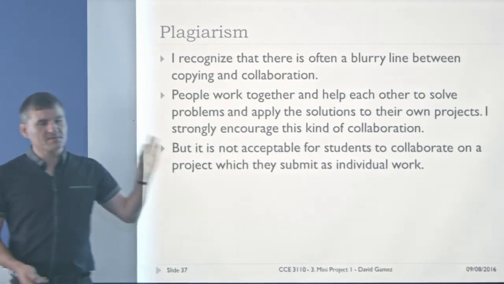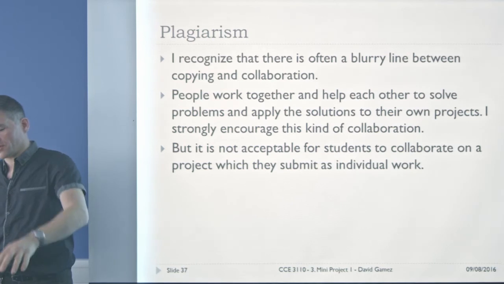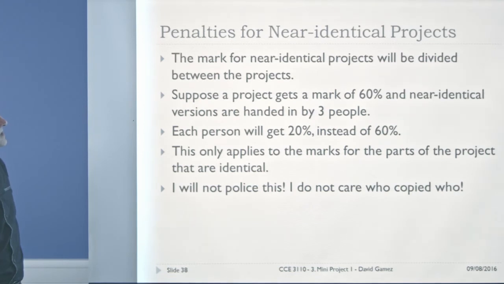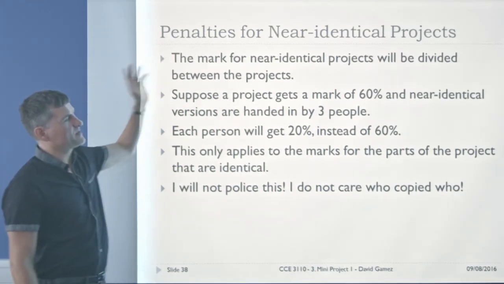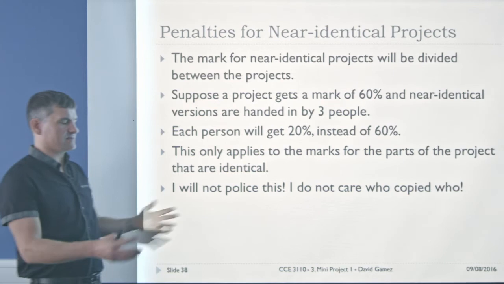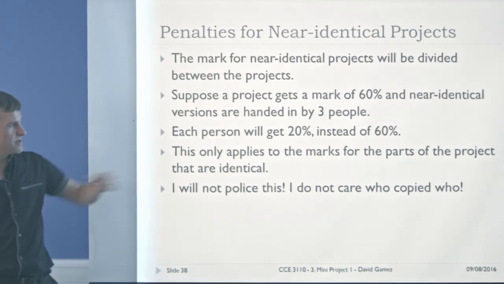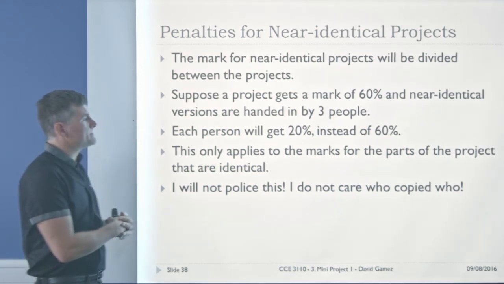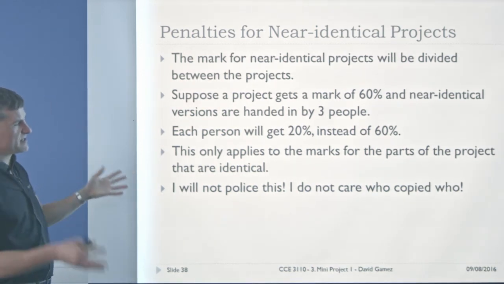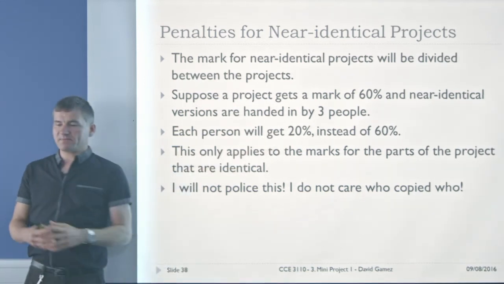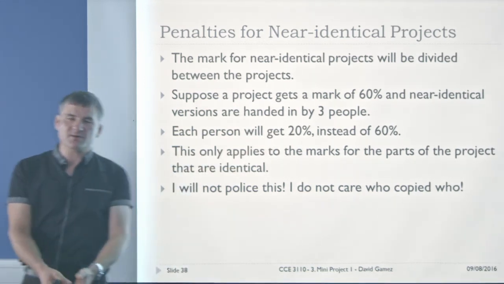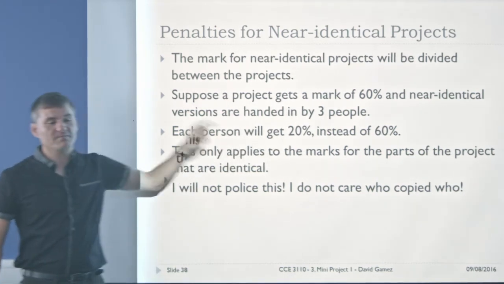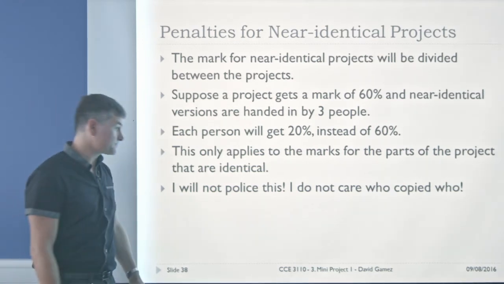So it's not acceptable for a group to work on an individual project that they submit as all of their individual projects, okay? I hope that's clear. So if 2 people submit near identical projects, I'm going to divide the marks for the project between the projects. So let's suppose 3 people hand in a project, I give that project 60%, but instead of each of the people getting 60%, they're going to get 20%, because what it's been is a group of people working together, producing a single project that they're submitting as their individual work. So I'm going to penalize that, I'm going to divide the mark between the number of people who've worked on it. I think that's fair.